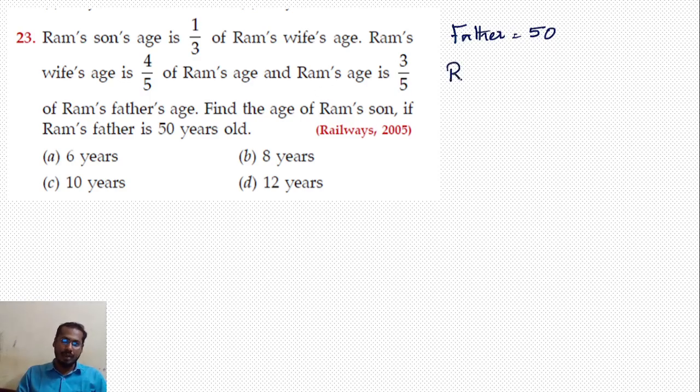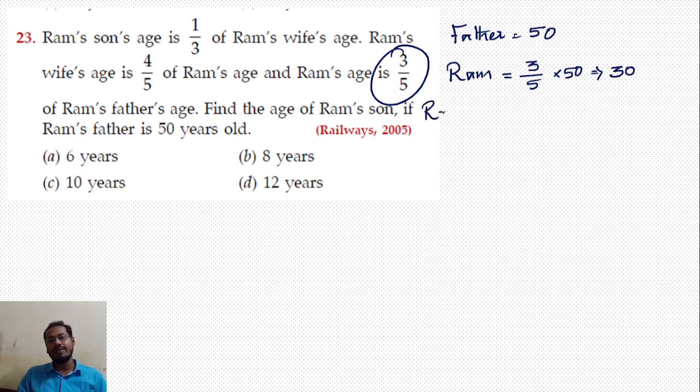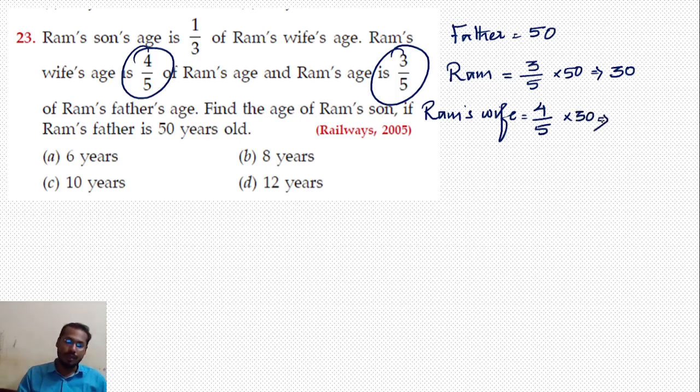So next one is Ram's age. So Ram's age is what? 3/5 of Ram's father's age. So if I want to find Ram's age, 3/5 into 50. So now I get that Ram's age is 30. Correct? Right. From this, I'm going to find Ram's wife's age. Ram's wife's age is 4/5 of Ram's age. So 4/5 of Ram's age, 30. Right? If you solve this, you will get 24. Correct?